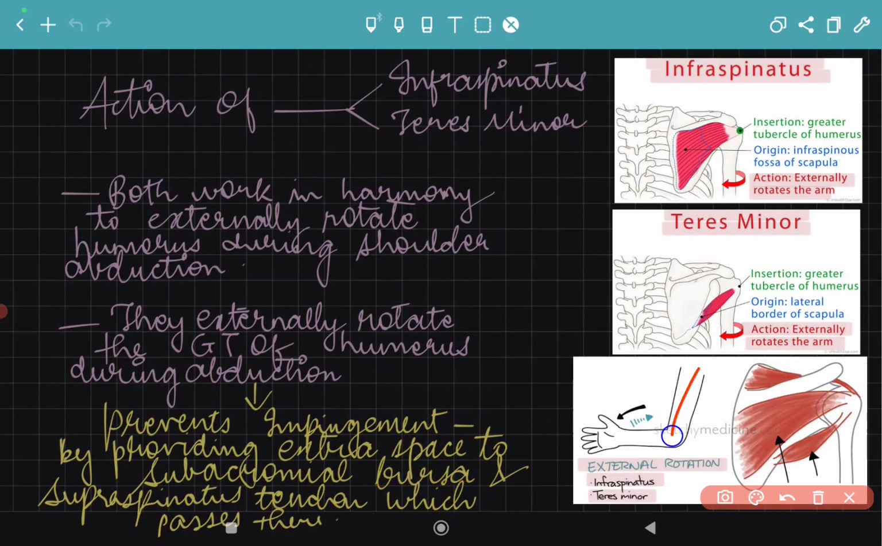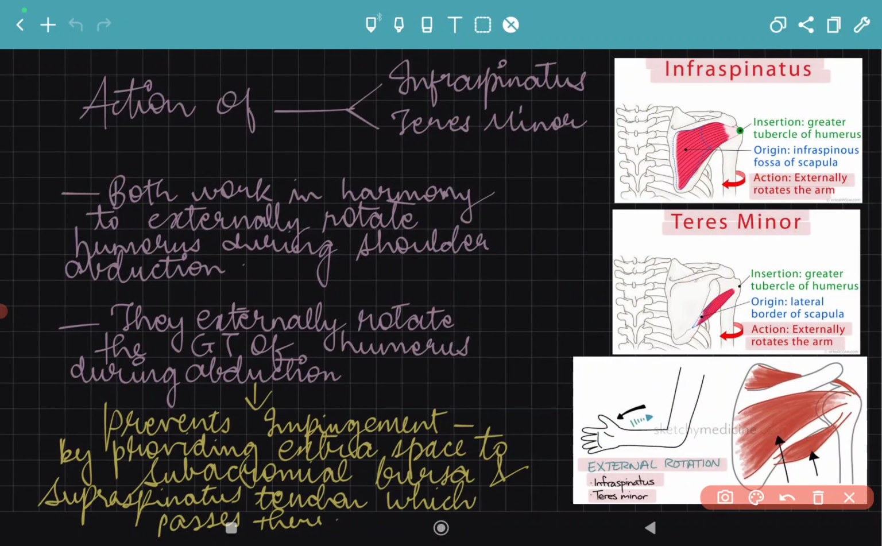So we know the action of this muscle is externally rotating the humerus. Infraspinatus as well as teres minor work together to externally rotate the humerus. We can also try this on ourselves.